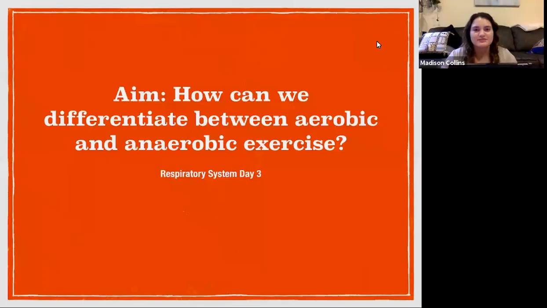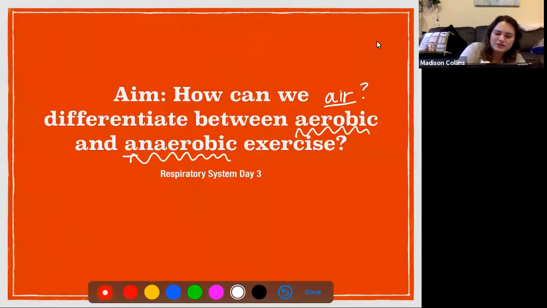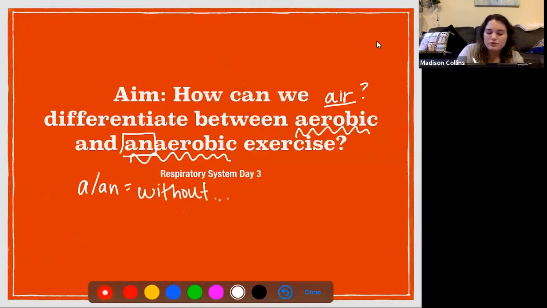Welcome back. This is day 3 of your respiratory system. So today's aim is how can we differentiate between aerobic and anaerobic exercise? Now, I believe we saw these words last week, and I think we all came to the conclusion that this word at the beginning, AER, looks a lot like a word we know called air, AIR. And we also said that whenever we see this word a or an in front of a word, that means without. So without what? Let's find out.